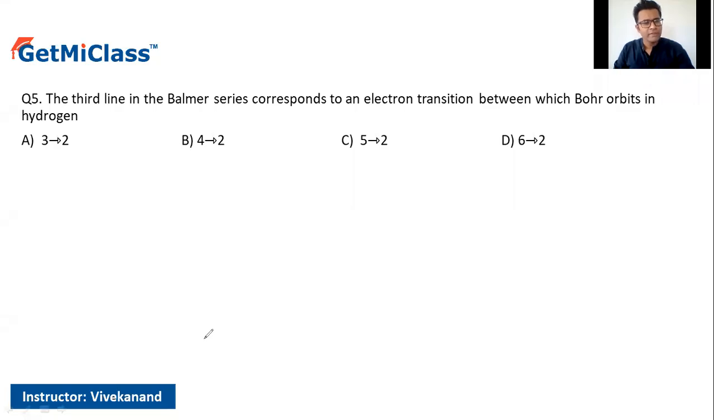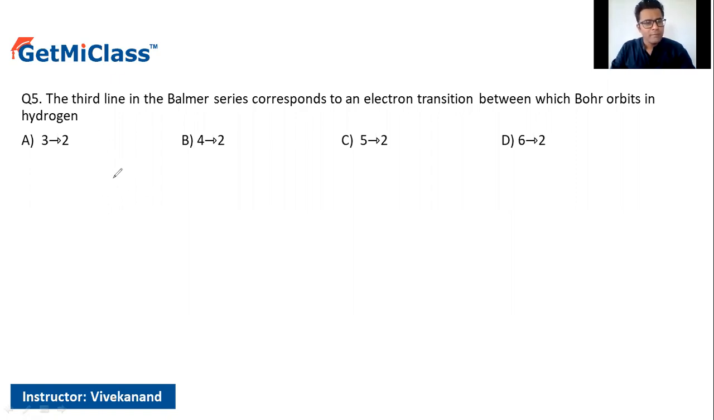Question number 5. The third line in the Balmer series corresponds to an electronic transition between which Bohr orbits in the hydrogen atom? A) 3 to 2, B) 4 to 2, C) 5 to 2, and D) 6 to 2.